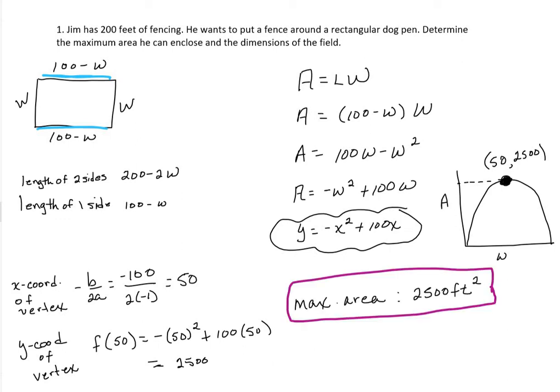Just real quick here, I want to talk about another way I could have done this problem. Once I found the x-coordinate of the vertex, I could have gone back to my original diagram. And I know that this is 50, so this is 100 minus 50. So this side is going to be 50 as well. So the area is length times width, or 50 times 50, which is 2,500. Anytime you have a problem like this with a rectangular area, the final answer is going to end up being a square.